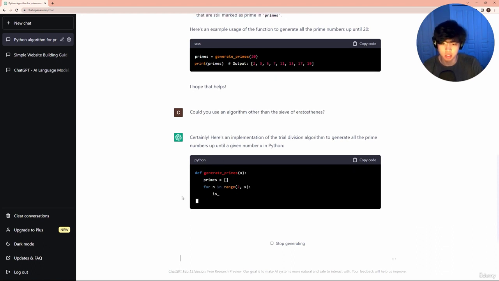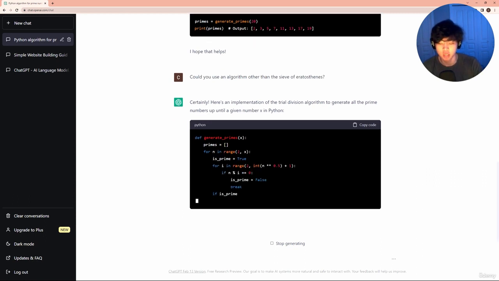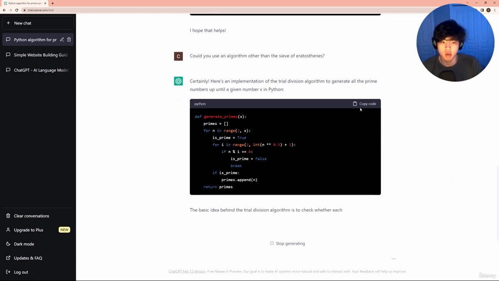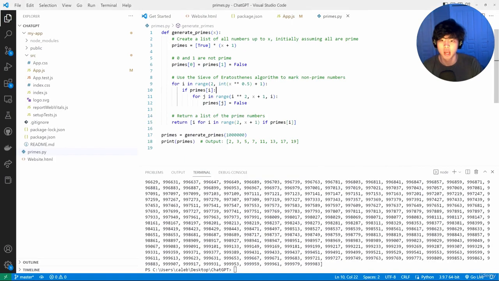So this is going to be a completely different function definition, but it's probably going to give us the same output in terms of generating all the primes up until a given number. But yeah, let's go ahead and give that a try too while we're at it.